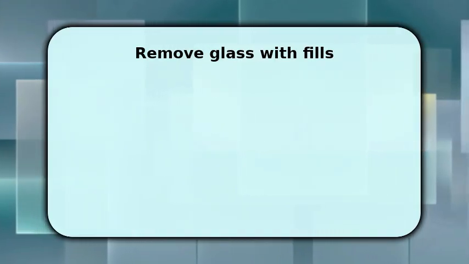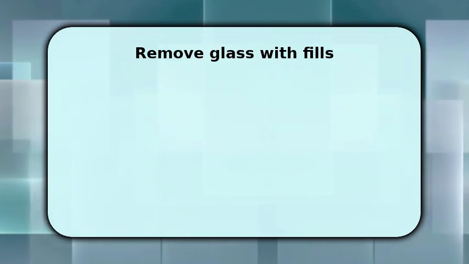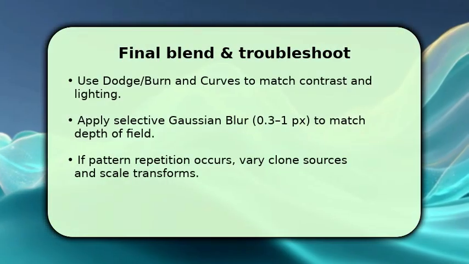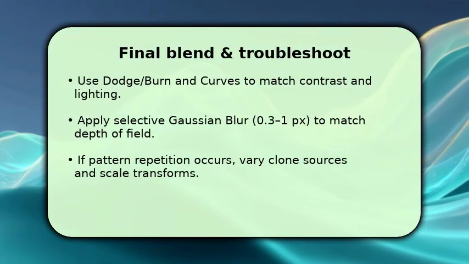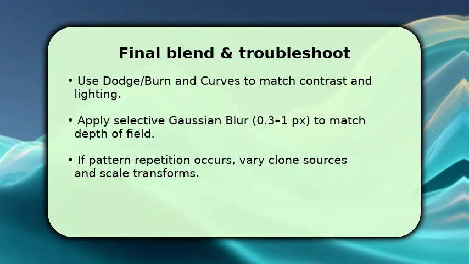If edges look soft, add a subtle high-pass sharpen at low opacity to reintegrate fine detail and maintain natural appearance. Finish by matching lighting and contrast so your repair blends. Use curves and subtle dodge and burn to recreate highlights and shadows.